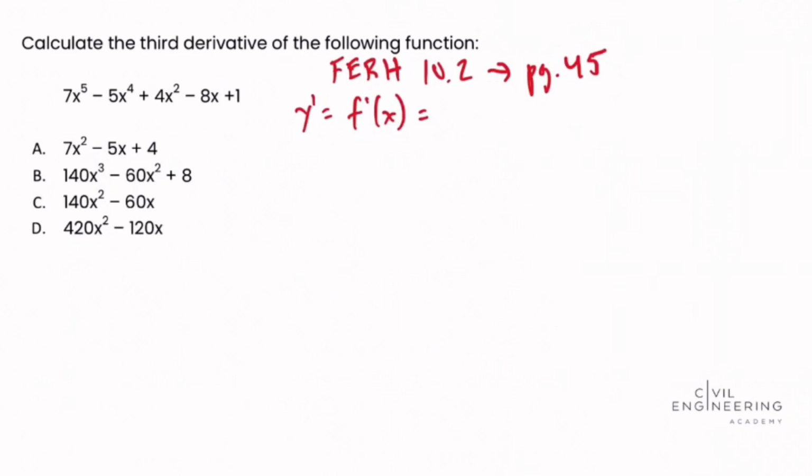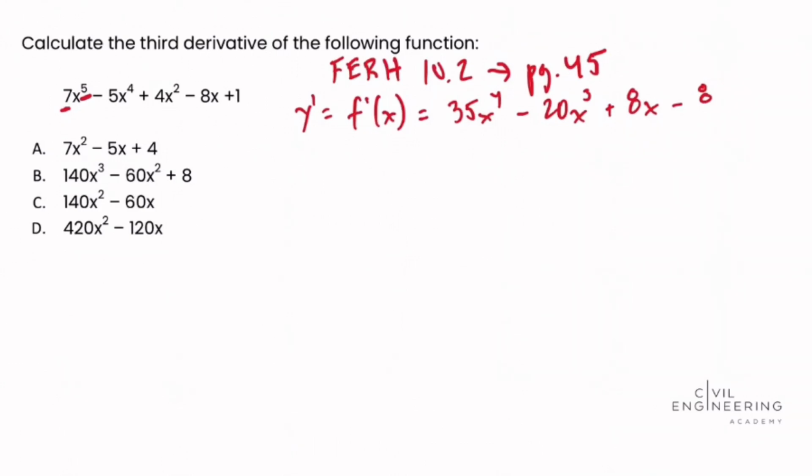So what we do is we multiply the coefficient by the exponent and deduct 1 from the exponent. So for the first derivative, we're going to have 7 times 5, so that's 35x to the fourth, minus 4 times 5, that's 20x to the third, because we subtract 1 from the 4 in the exponent, plus 8x minus 8, right? And so that's our first derivative.